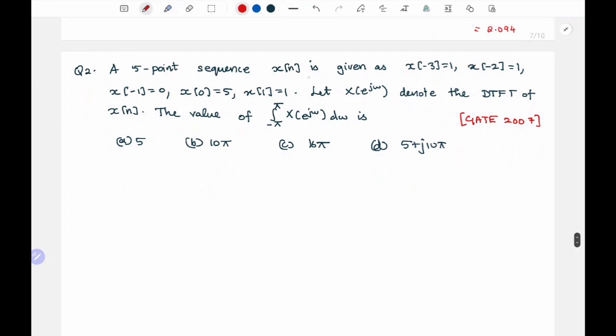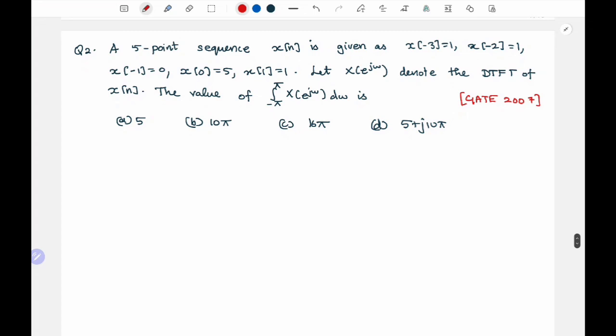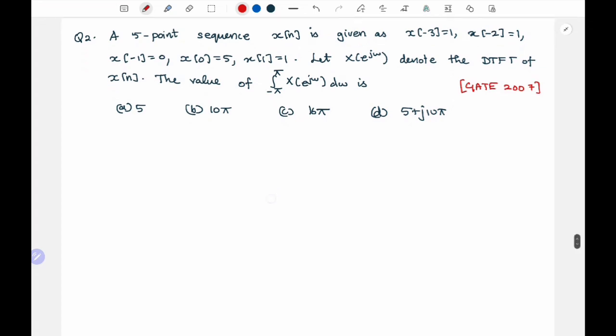A 5-point sequence x of n is given as x of minus 3 equal to 1, x of minus 2 equal to 1, x of minus 1 equal to 0, x of 0 equal to 5, and x of 1 equal to 1. Let x of e power j omega denote the DTFT of x of n. The value of the integral from minus pi to pi of x of e power j omega d omega is. This is again a very easy question. They have given some 5 points just to confuse you.